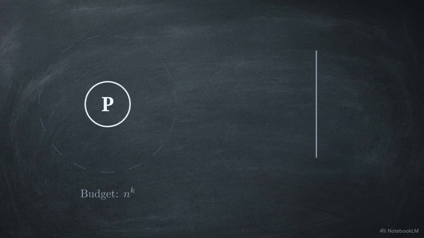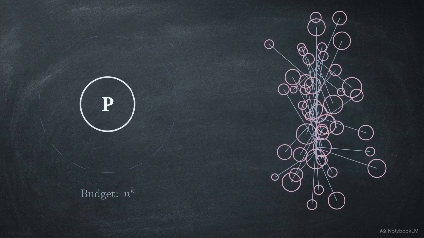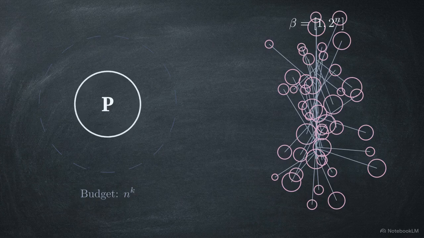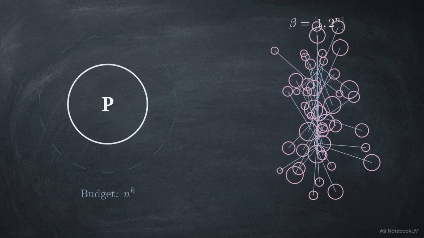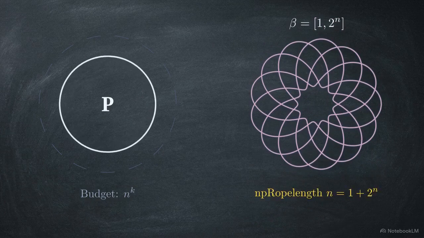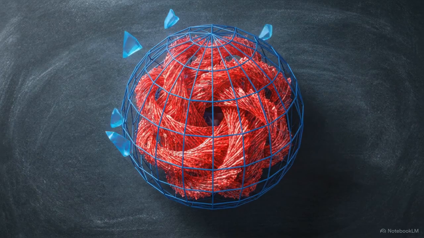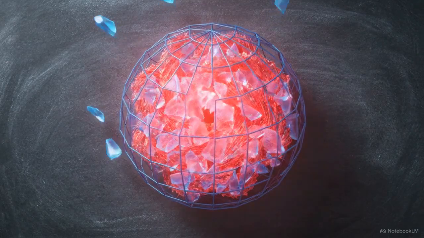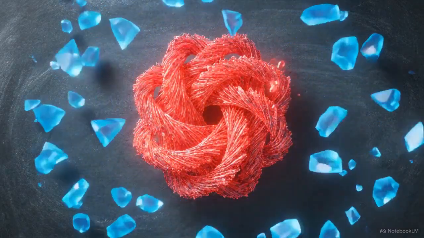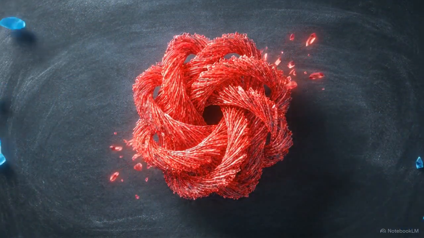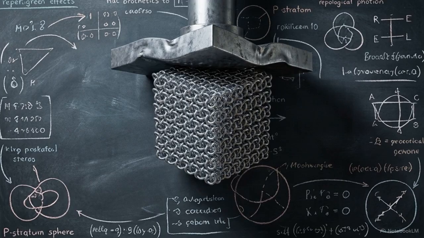But an NP solution space creates a different structure, generating 2 to the power of n independent one-cycles. Tying this knot requires a rope length of 1 plus 2 to the power of n. This creates a geometric conflict. You have a physical boundary defined by a polynomial, but an object that expands exponentially. The NP space possesses an exponential topological mass. No algorithmic trick can compress that mass into a polynomial volume.